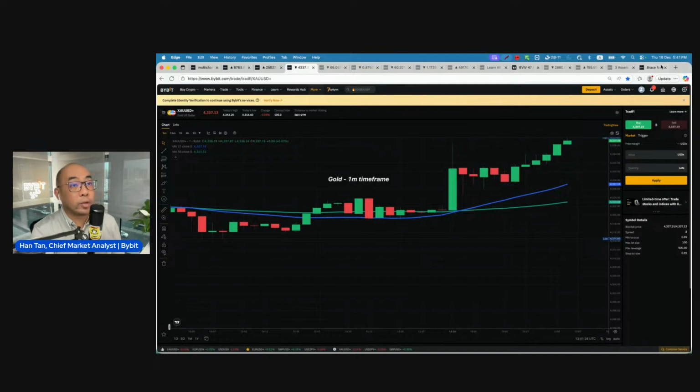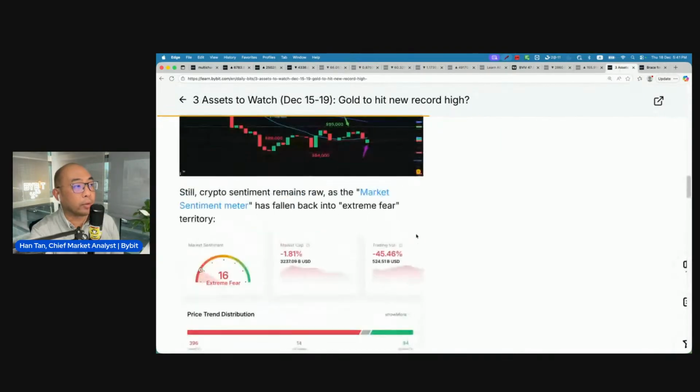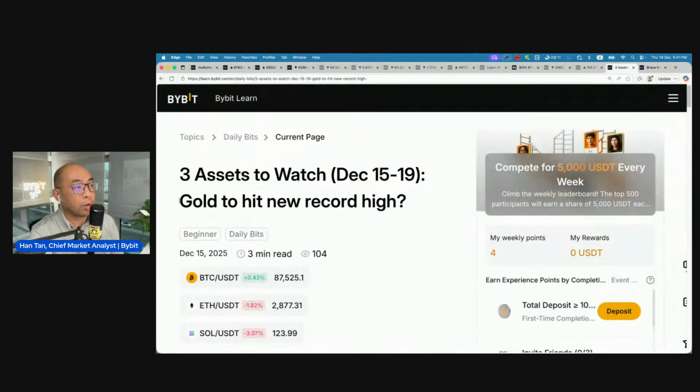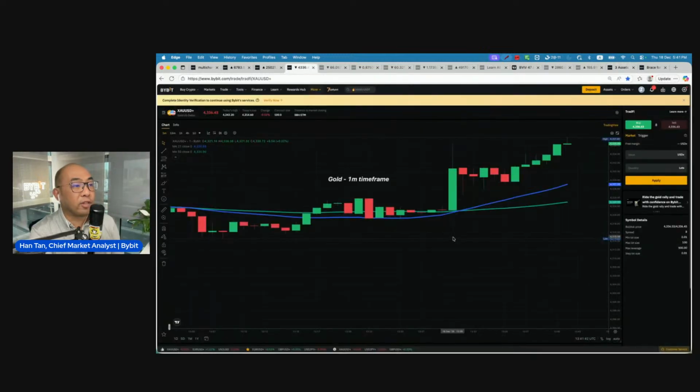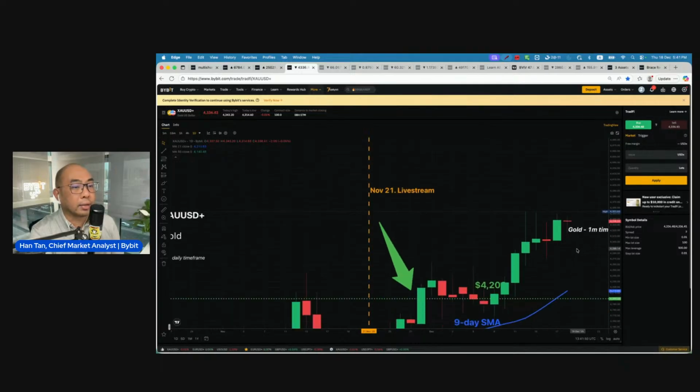Okay, so which brings us back to this. Before we wrap things up, we asked the question at the start of the week: can gold hit a new record high? We asked this question on December 15th, which is Monday. So we will now look at it on the daily time frame. You still have about $50 more to go. So even though it looks like a lot on the 1 minute time frame, on the 1 day time frame, not much. Erasing today's losses.